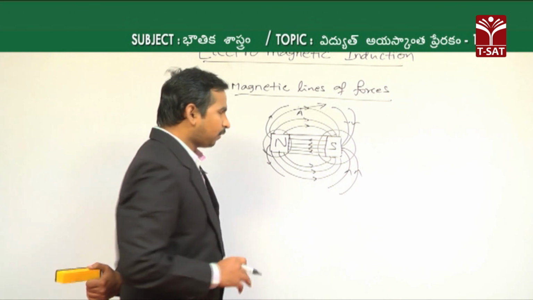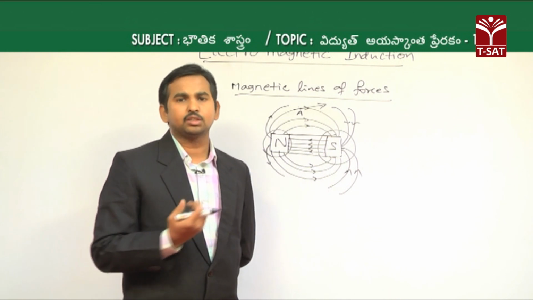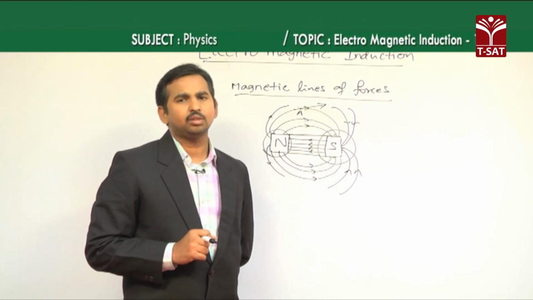That is why, if any two lines intersect at a point, then we may have an infinite number of directions we can draw at that point. That is why they never actually intersect at a point.